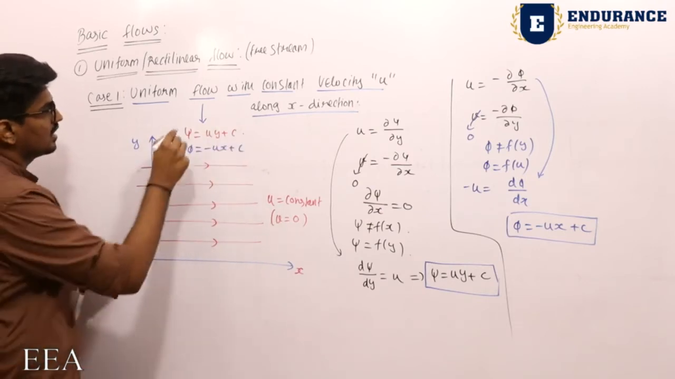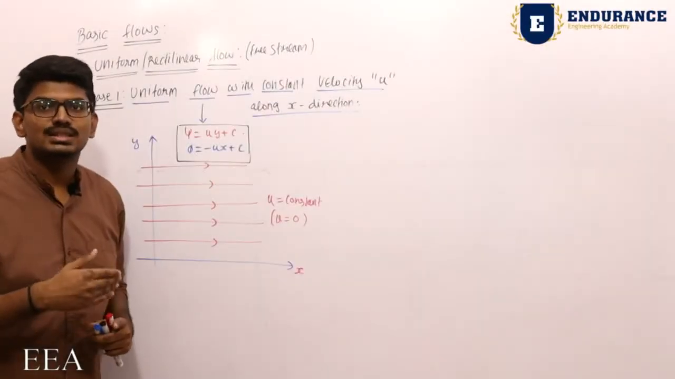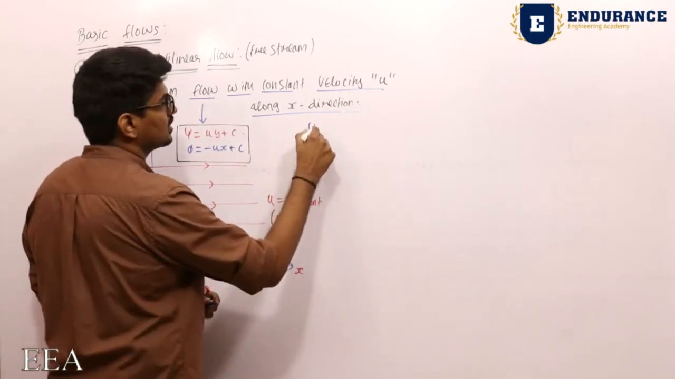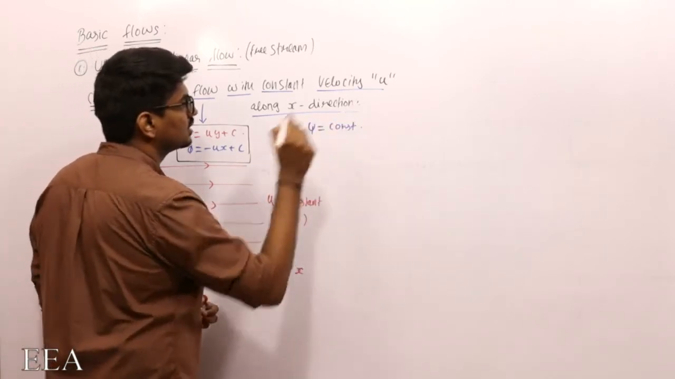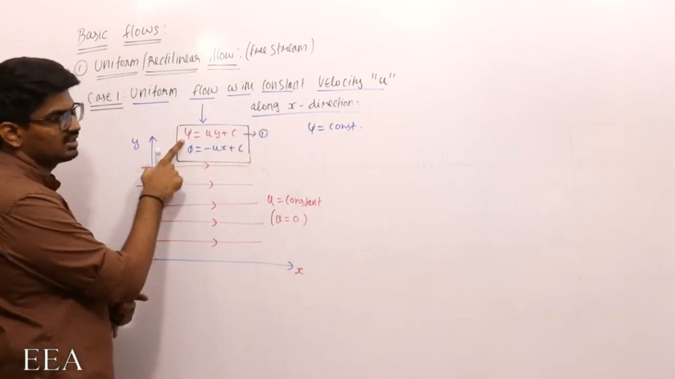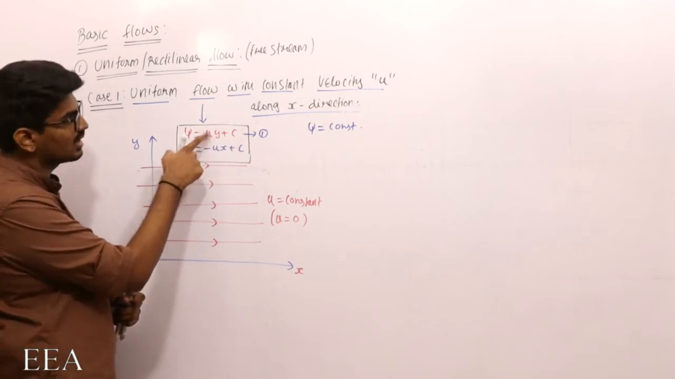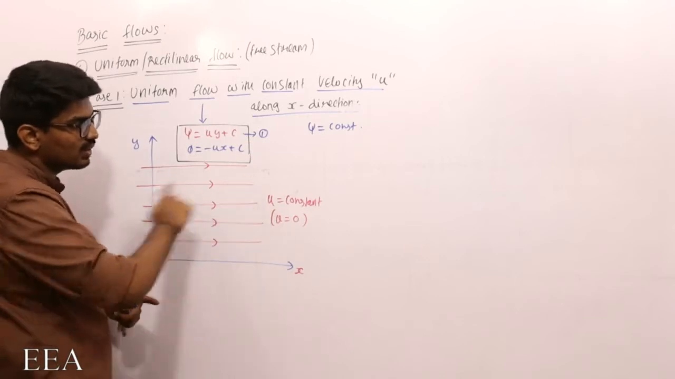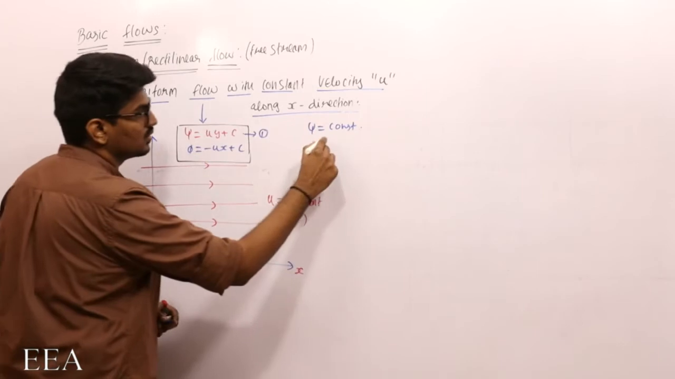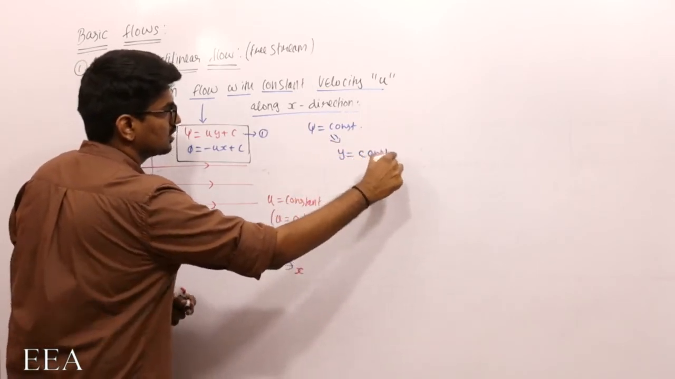Let me highlight it. Now let us draw the diagram. To get a constant stream function line, which is nothing but a streamline, psi will be constant. Now see the first equation. Psi is constant. U is also constant because I am taking uniform flow with a constant velocity u along x direction. C is also constant, psi is also constant, which clearly indicates y will be constant.